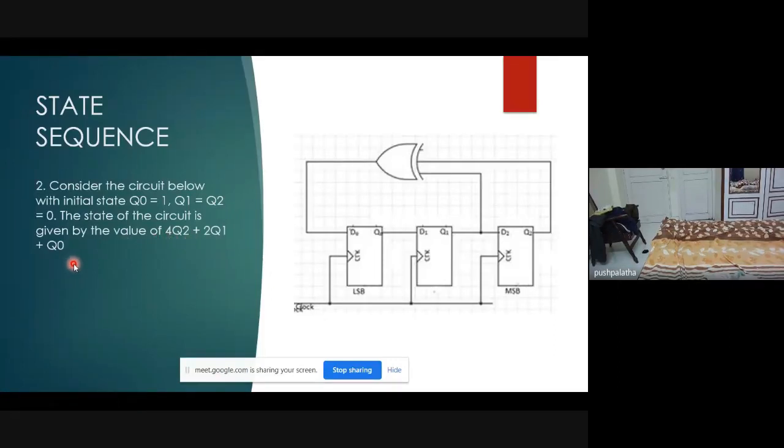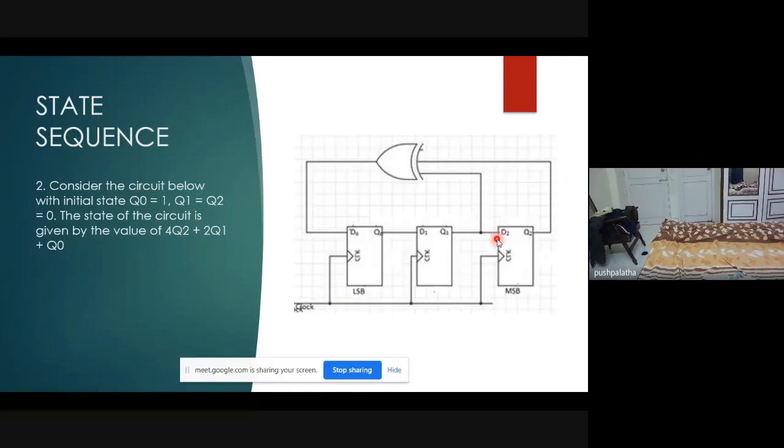So what are the values given? Q0 is 1, Q1 and Q2 both are equal to 0. Now you have to resolve this. You should not apply these values as such in this equation. This is not a mathematical equation to substitute and solve. So what you have to do is first resolve this.